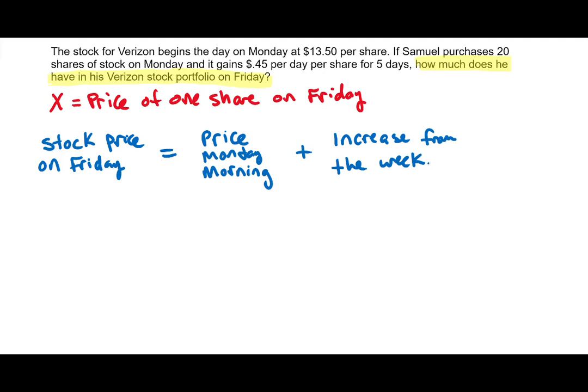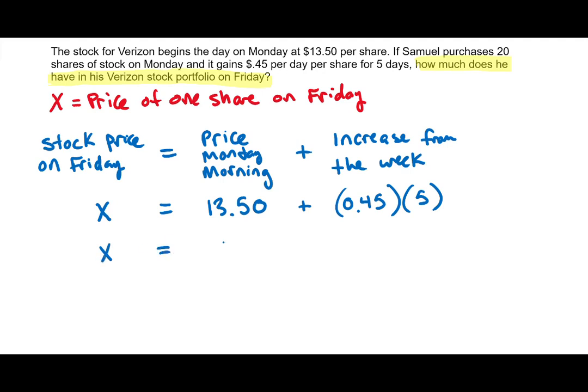Okay, so our stock price, we're calling that X. Our stock price on Friday is equal to the price on Monday morning, which is $13.50. And then it's going to increase 45 cents per day for 5 days. So we'll take the 45 cents and multiply that by 5. And that should give us the price at the end of the day on Friday.